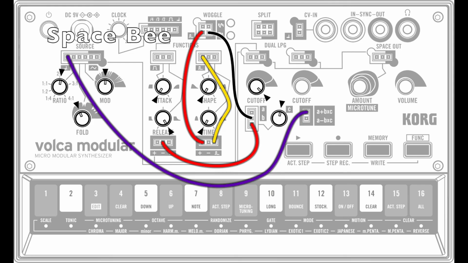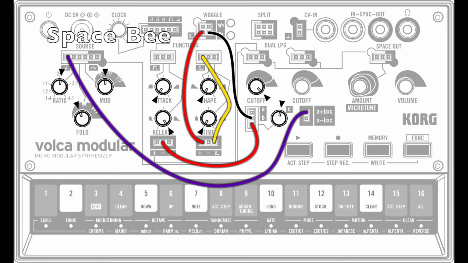In this patch, the Woggle smooth output is used to vary the pitch of the carrier wave. The range of the pitch variation increases during the release phase of function 1 as a note is released to give the impression of an alien bee flying away into space.